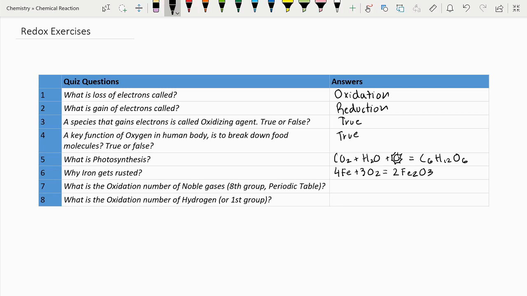Question 7. What is the oxidation number of noble gases, the 8th group in the periodic table? 0, because they have all 8 electrons. Question 8. What is the oxidation number of hydrogen, or the 1st group?